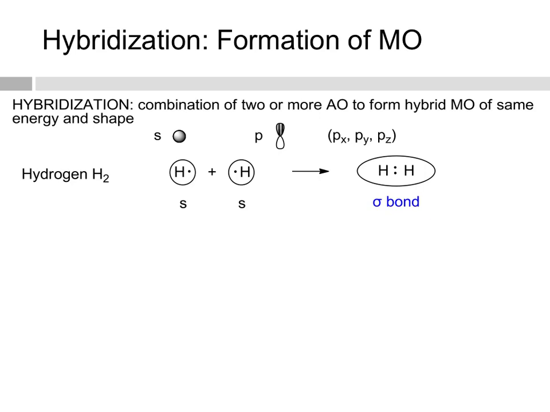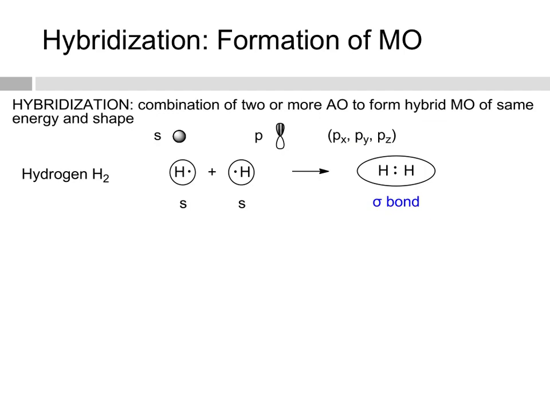In organic chemistry, we usually just talk about the s orbital, remember that's spherical in shape, and the p orbital, which is dumbbell shaped. P has the px, py, and pz orbitals, all of which are orthogonal to each other.